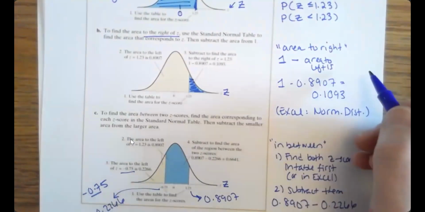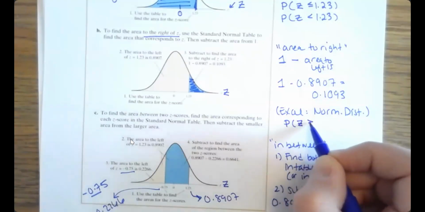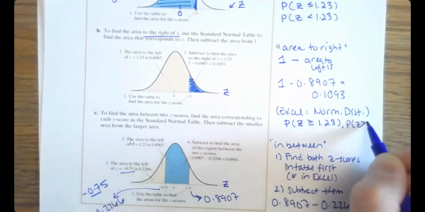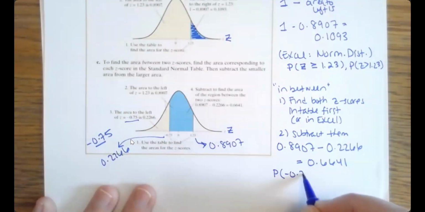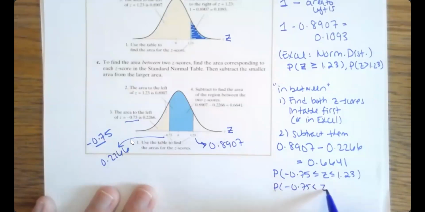For to the right, another way to write this is the probability that z is greater than or equal to 1.23, or again, just greater than. So that notation also means the same thing here. And if you're going in between, we can write that as negative 0.75 is less than or equal to z is less than or equal to 1.23, or strict less than signs. Again, for continuous data, it doesn't matter like it does for other examples.